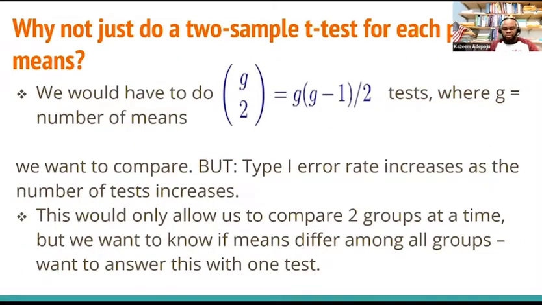Now, I want to say this. Why is it that we cannot just use the approach that we used last week? If I have three groups, what prevents us from just doing a pairwise t-test, comparing two groups at a time with the t-test that we did last week? Why do we have to go for analysis of variance? I'm going to tell you now.